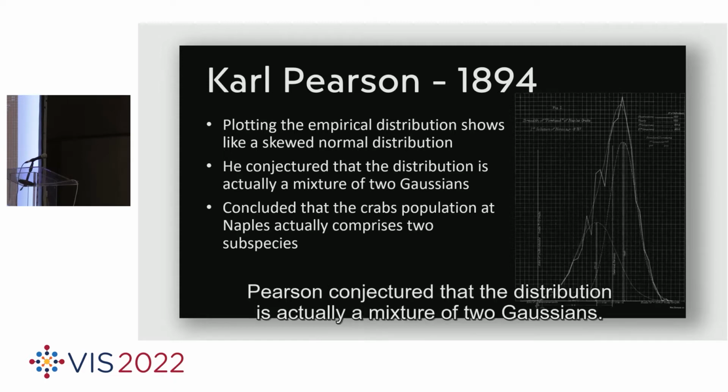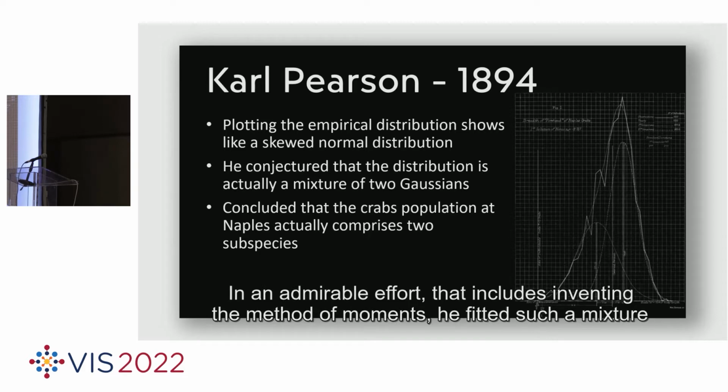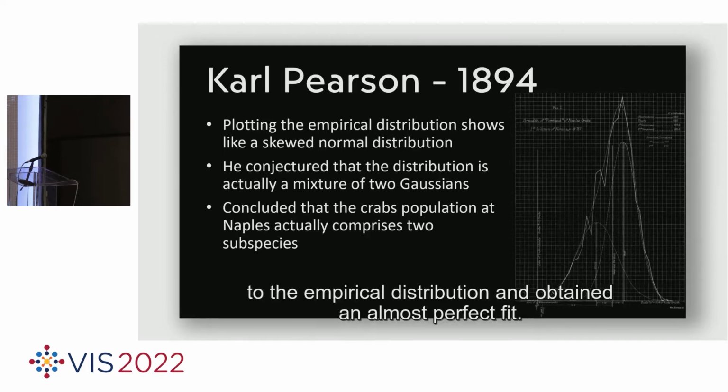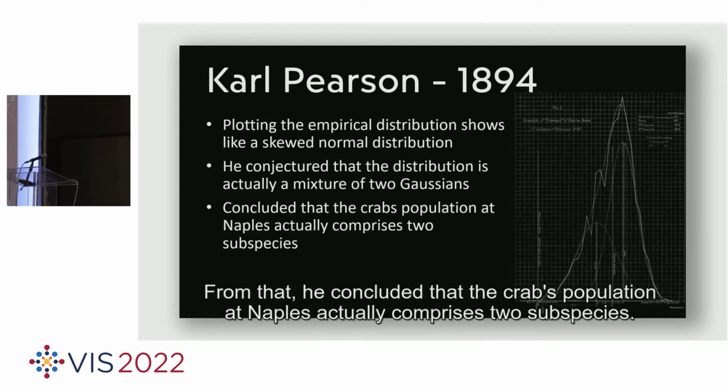Pearson conjectured that the distribution is actually a mixture of two Gaussians. In an admirable effort that includes inventing the method of moments, he fitted such a mixture to the empirical distribution and obtained an almost perfect fit. From that, he concluded that the crab population at Naples actually comprises two subspecies.